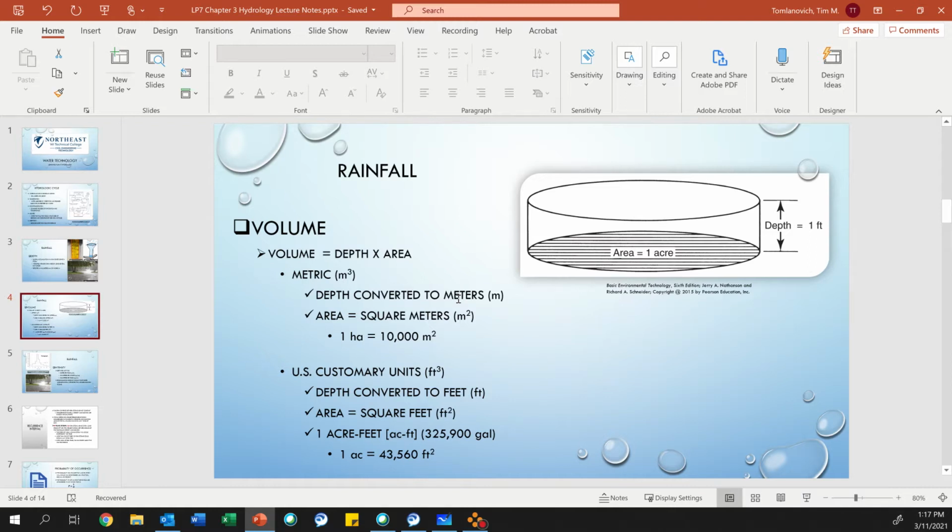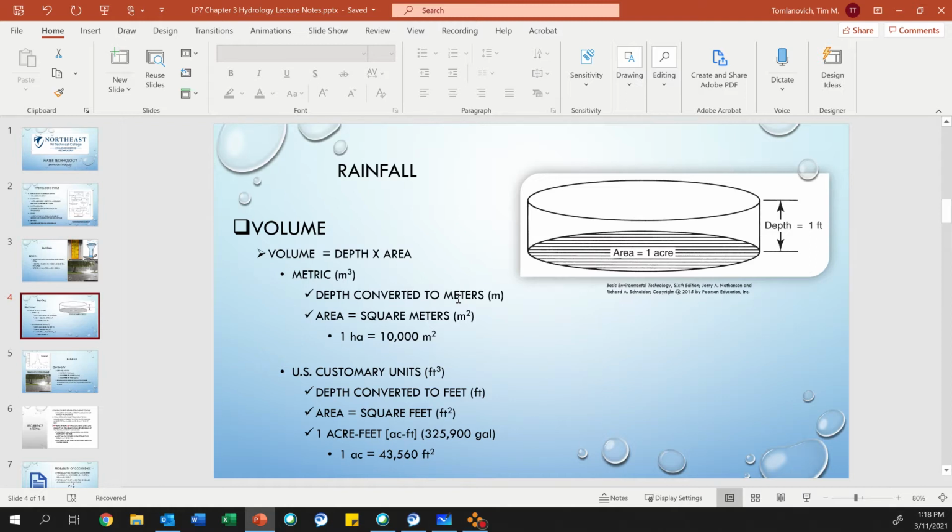From sewer design, you see this term, a hectare. When we have very large watersheds or areas, it's easier to work in hectares than square meters, and 1 hectare equals 10,000 square meters.